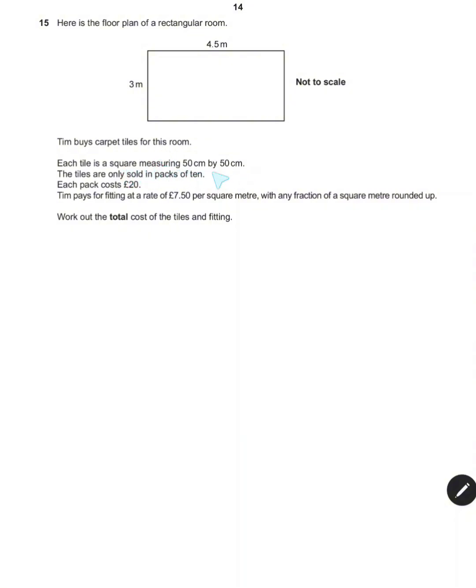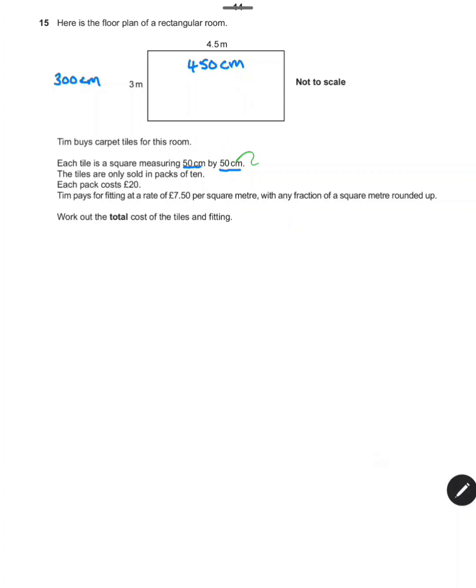We can look at this floor plan, and the first line of this question says we're going to put tiles on it, and each tile is 50 centimetres by 50 centimetres. Now up here, I'm working in metres. So I'm going to convert these to centimetres just so they match my tiles that are going down on the floor. So to convert metres to centimetres, I just times 100. So 3 metres is 300 centimetres. Times 4.5 by 100, I get 450 centimetres.